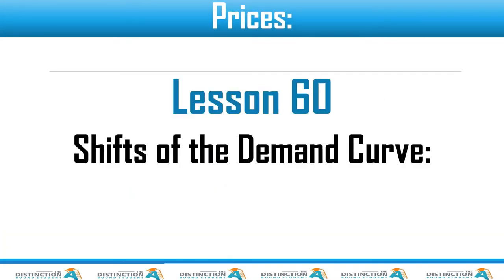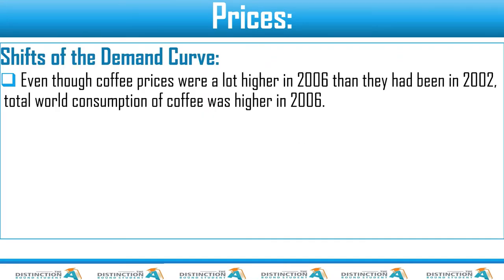We are still in Unit 5, and today's lesson is lesson number 60, as I've already said. In this lesson, we're going to talk about the shift of the demand curve. Last lesson, we introduced you to a demand curve, which we constructed from a demand schedule. What we're going to do here is use the same demand curve and simply shift it. You'll see a couple of factors that may cause the demand curve to shift. So let's get into it.